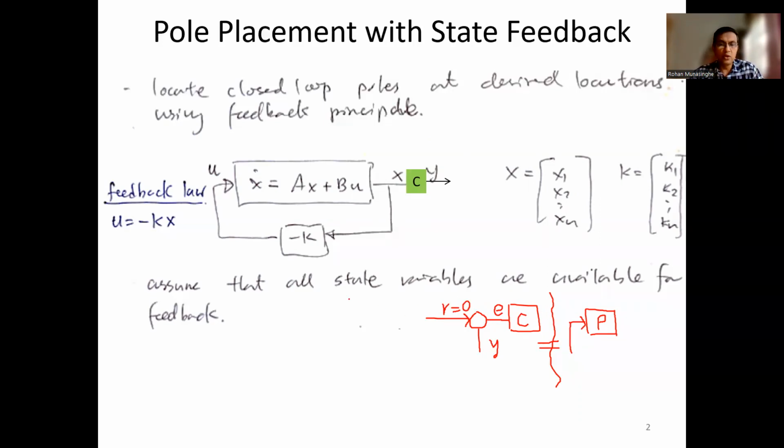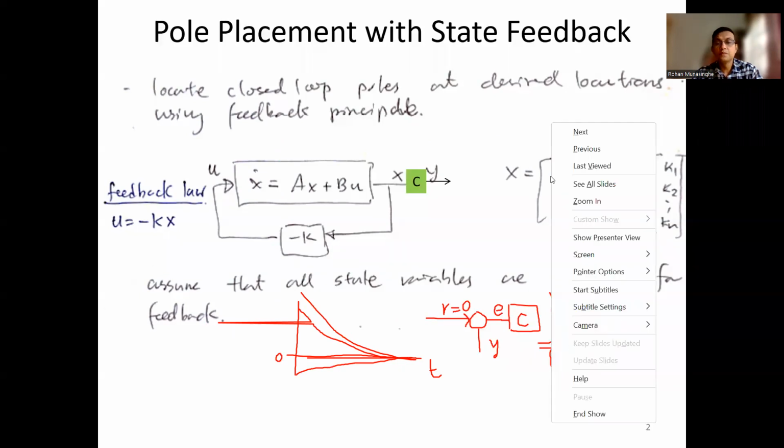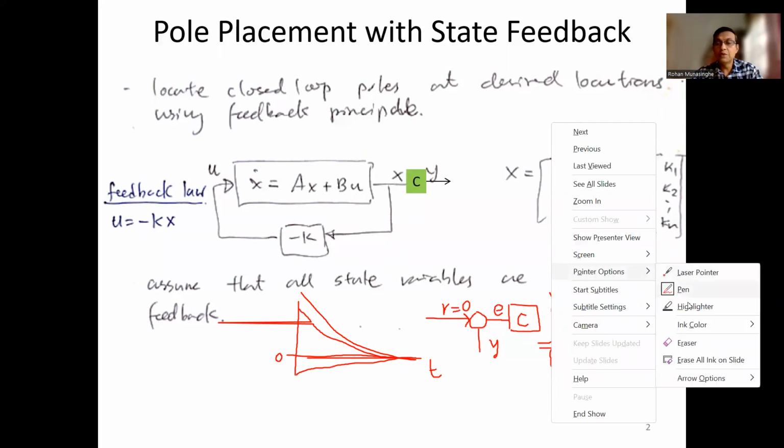Okay, so if I draw a time axis, you start x1 and it has to go to 0. You start x2, it has to go to 0. You start with x3, it has to go to 0. Like that, all the state variables, they have to go to 0. That is the purpose of this one. This is what is called the regulator problem.